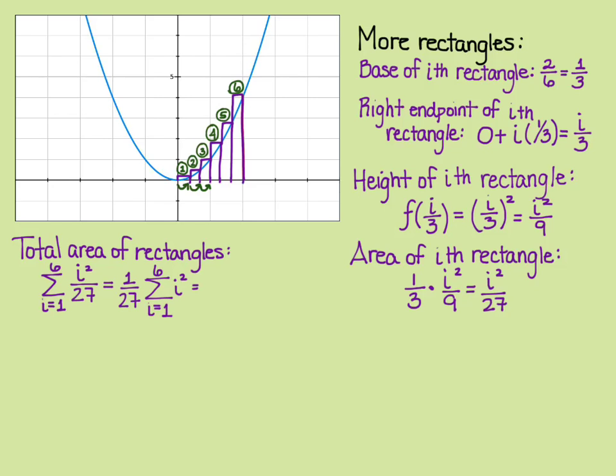Now we use our formula for the sum of i squared, which is n times n plus 1 times 2n plus 1 over 6, and in this case n is 6. We simplify and we end up with 91 over 27, which is 3.370370 dot dot dot. Notice that once again we've gotten a value that's slightly less than our previous value. It's still going to be slightly bigger than the actual area, but we are getting closer to the actual area under the curve.